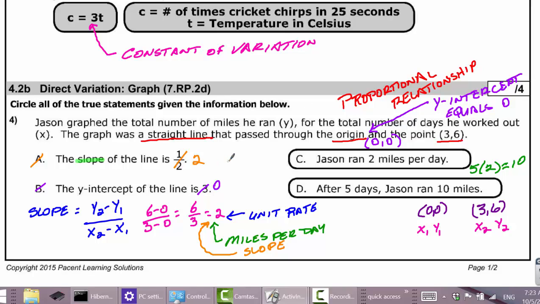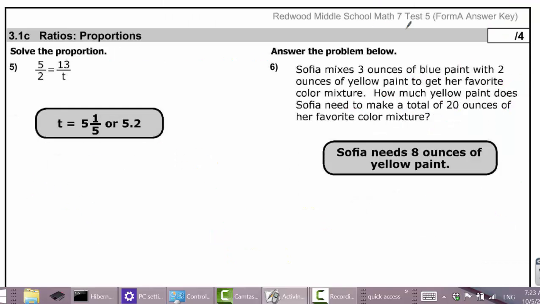All right, so go back and look at this if you need to. The next problem might be on a graph. They might actually graph things and give you a line and then ask you similar questions. On to number 5.